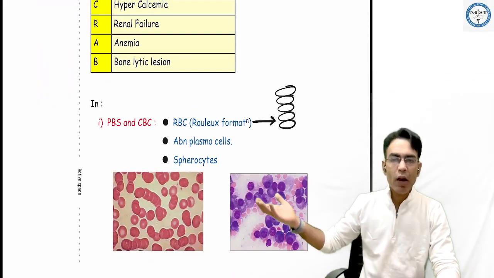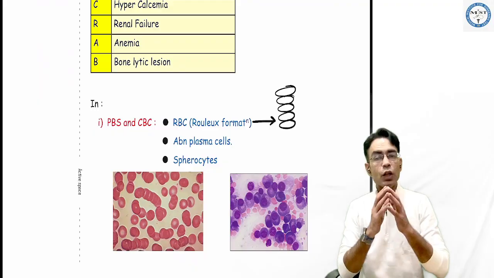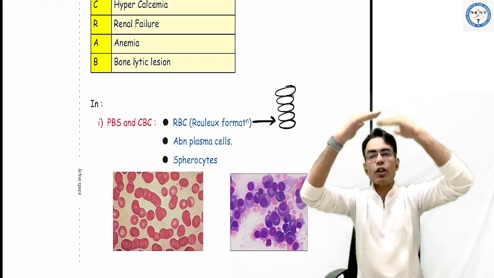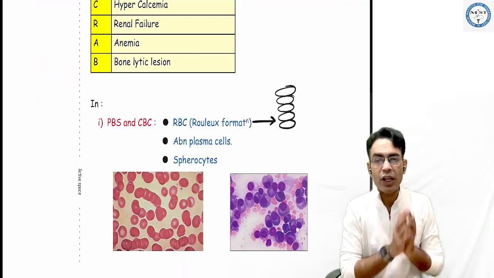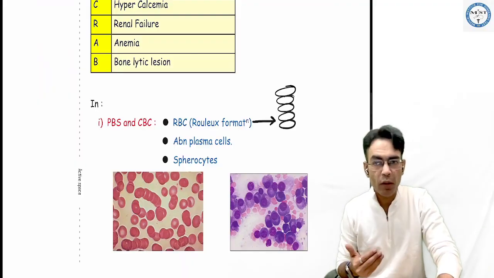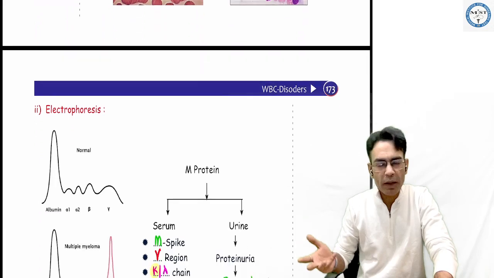Okay. Now, for any multiple myeloma, you will find antibodies damaging the RBCs, and the RBCs start accumulating over each other. We call it a stack of coins, and it is also called Rouleaux formation. You see a lot of abnormal plasma cells.